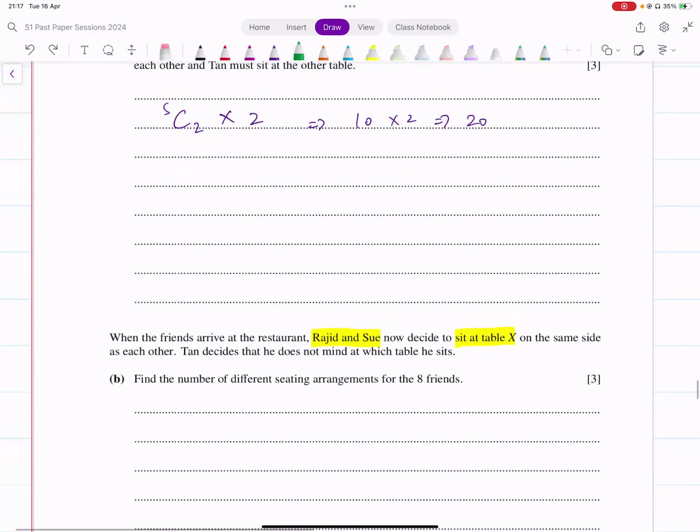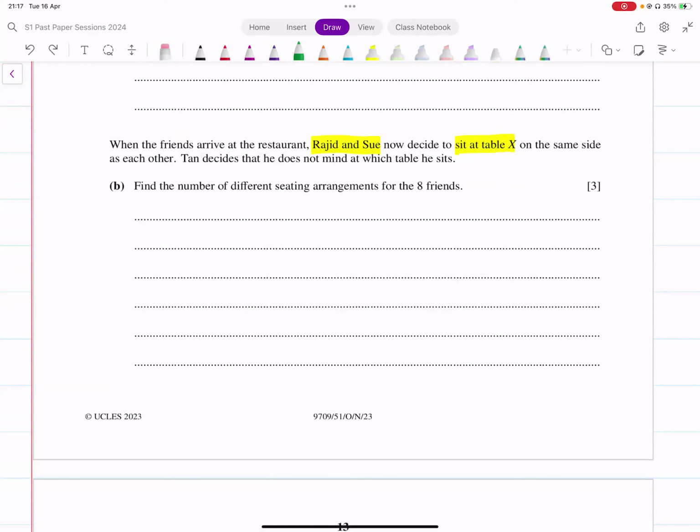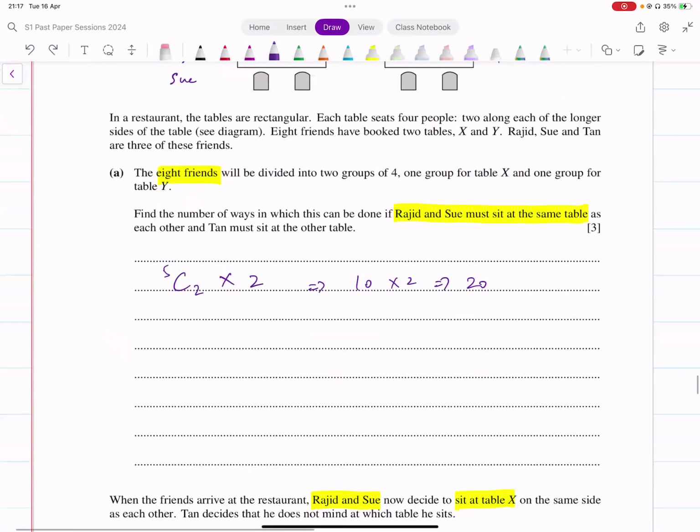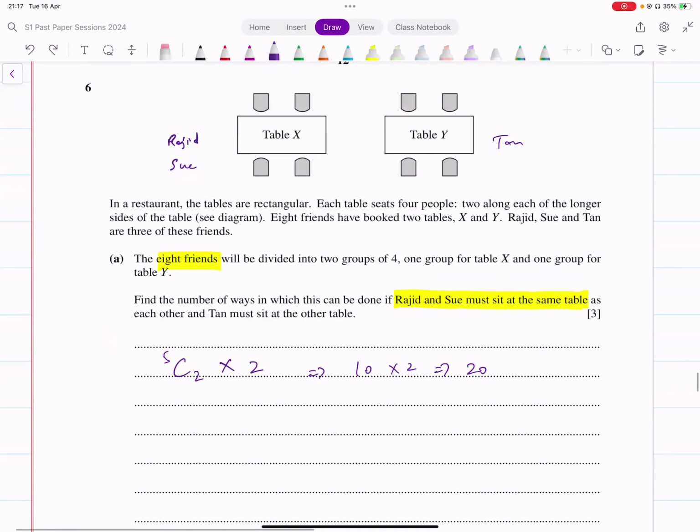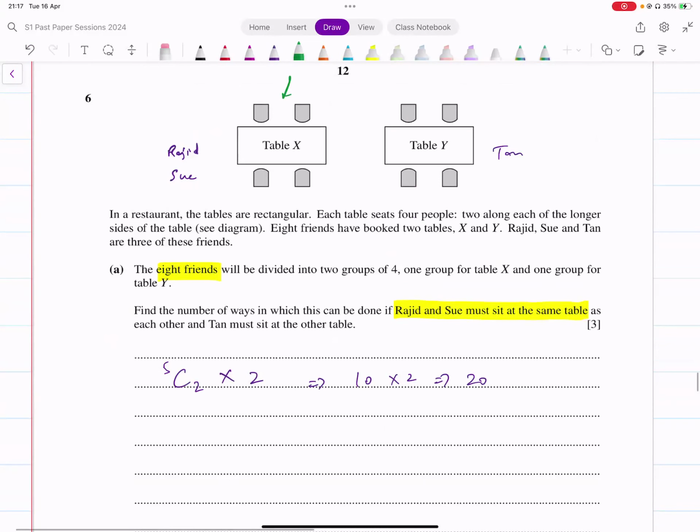All right. Now, when the friends arrive at the restaurant, Rajat and Sue now decide to sit at table X. So now we know that they are sitting at table X. So they have to be placed here.